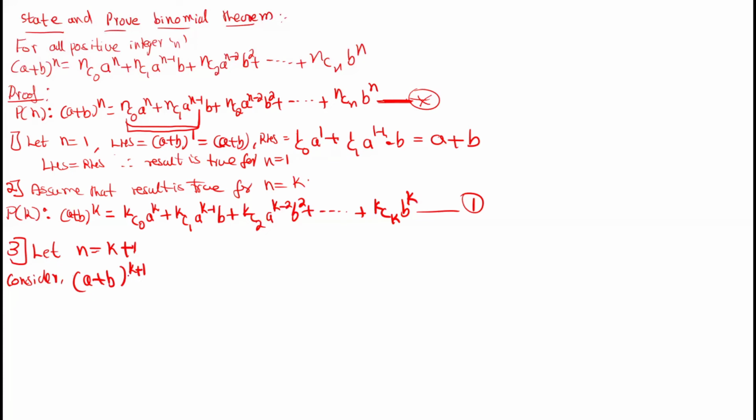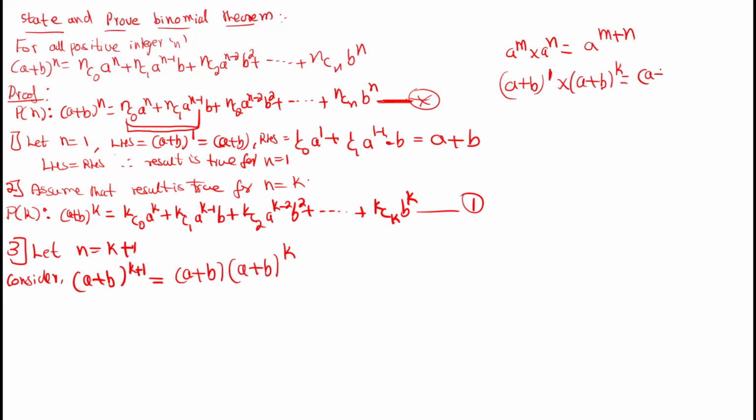Okay, taking (a plus b) power k plus 1, it's equal to, see, this can be written as (a plus b) into (a plus b) power k. Why? Because we have the formula a to the power m into a to the power n is nothing but a to the power m plus n. So in place of a, (a plus b) is there. (a plus b) power 1 into (a plus b) power k, I can write it as (a plus b) power k plus 1. So that (a plus b) power k plus 1 can be written as (a plus b) into (a plus b) power k.